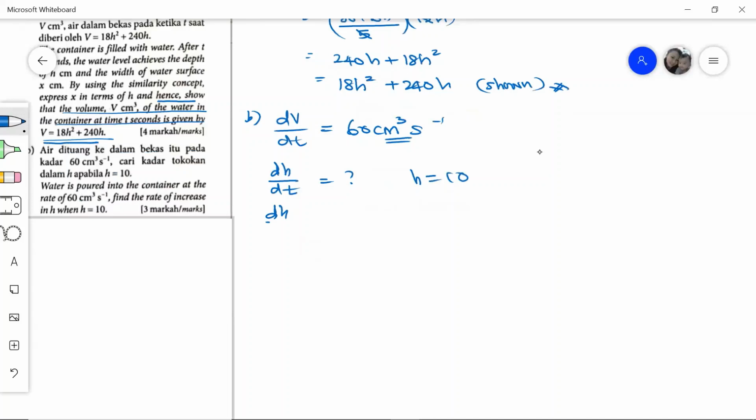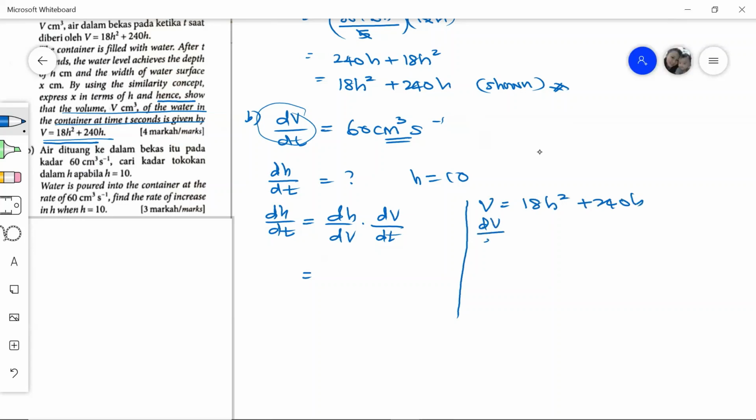So let's solve this part. Okay, we want to find dH by dt. We split this into two parts, and then we chain these two together with the dV by dt given. Now, do I have dH by dV? I don't have it right now, but we can find it on our own. Since V is 18H squared plus 240H, we can differentiate V with respect to H. That will be 36H plus 240. And when H equals 10, let's put the value in dV by dH. You can substitute here, or put it in here, up to you. So dV by dH equals 360 plus 240, that is 600.